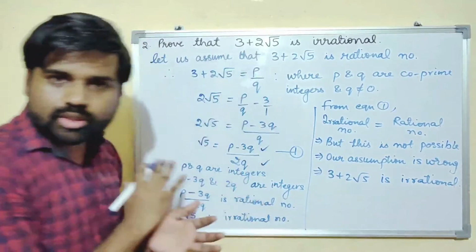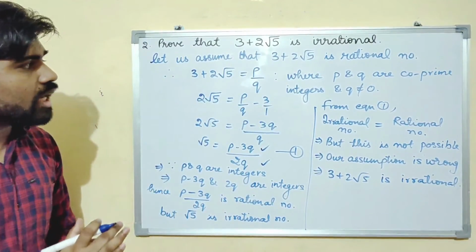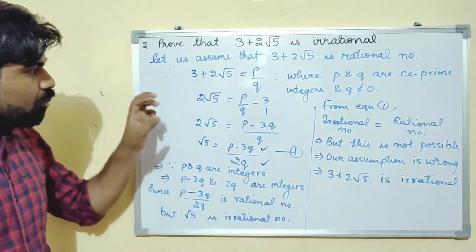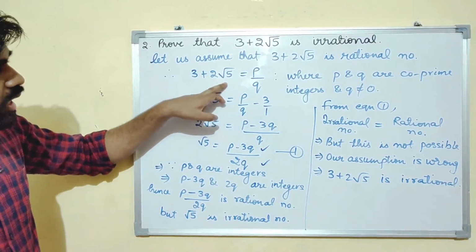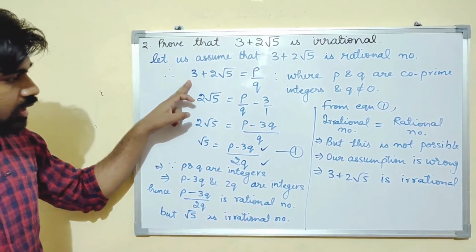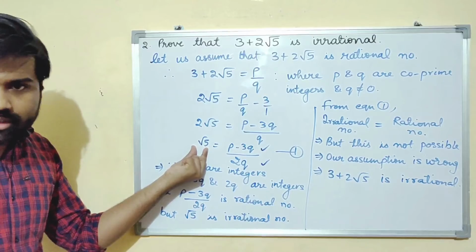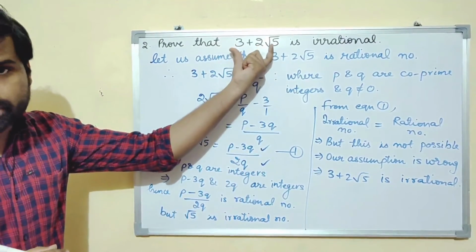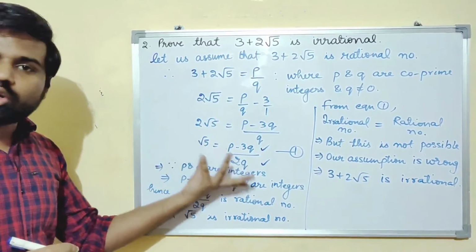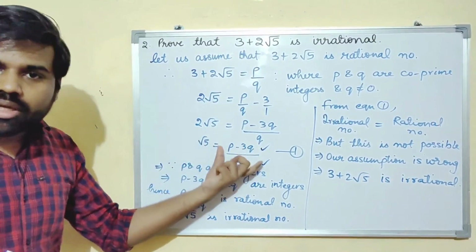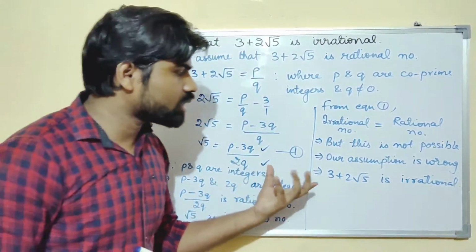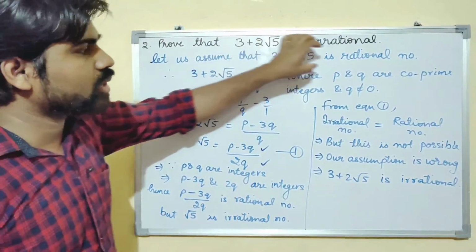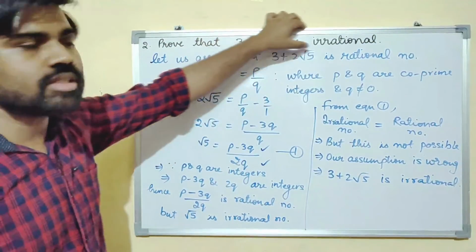I hope you have understood this type of question. You just remember the main point. The main point is that you have to separate the irrational number from the rational number. Then you will see that one side is irrational and the other side is rational, always in such type of questions. Then you will say that this is not possible. The irrational number cannot be equal to a rational number. Hence, we can say that whatever we have assumed is wrong. So the statement given is true.